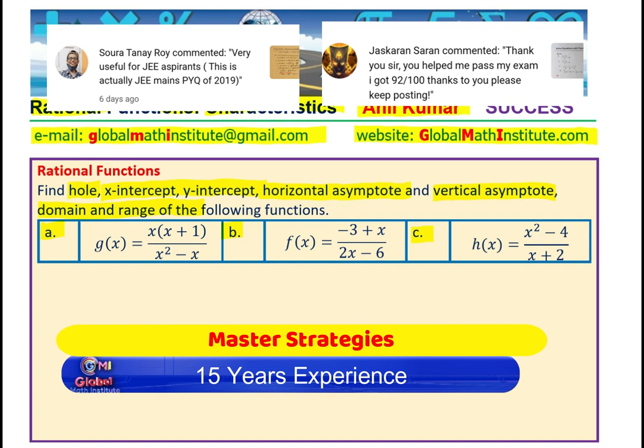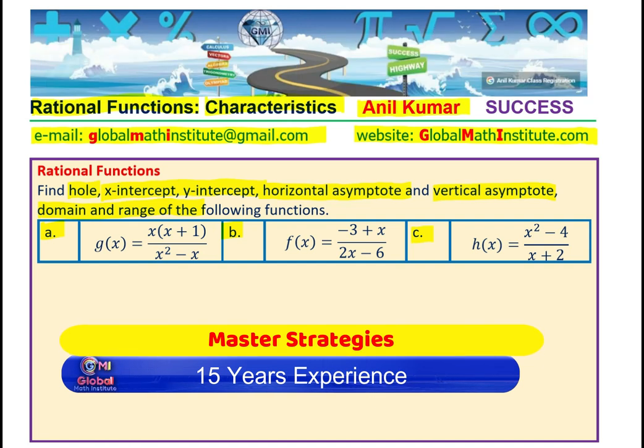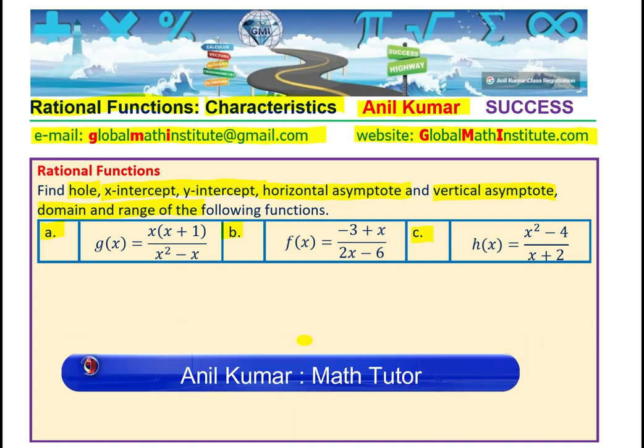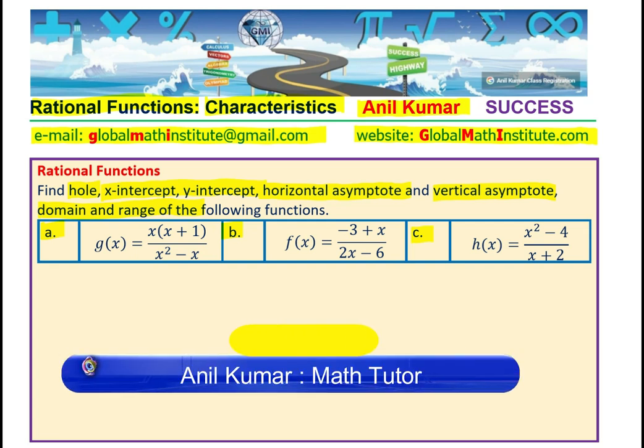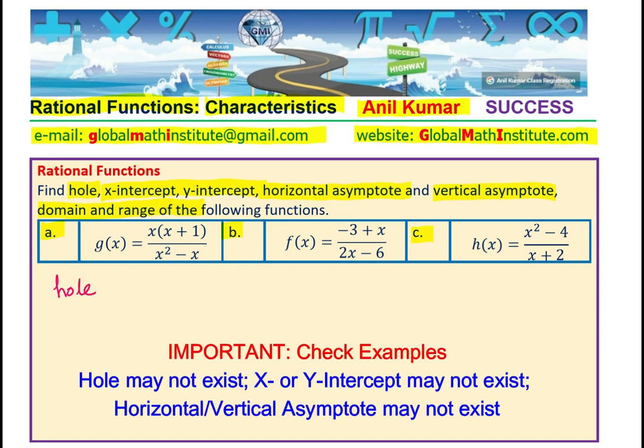The question here is from our student in Germany. Let's try to understand how we find different characteristics of rational functions. We'll begin one by one, taking each example. So we're going to find what is a hole, right? Where it is, if at all it is there. We'll find what is x-intercept, y-intercept, horizontal asymptote, vertical asymptote, and domain and range.